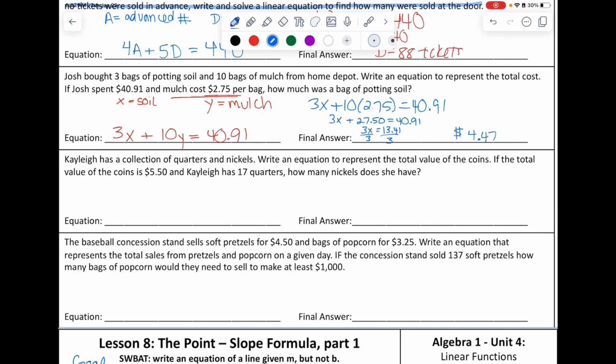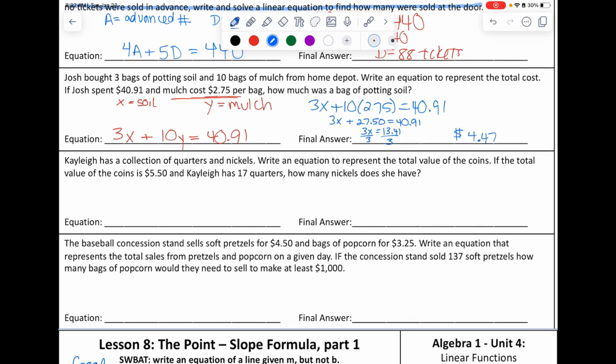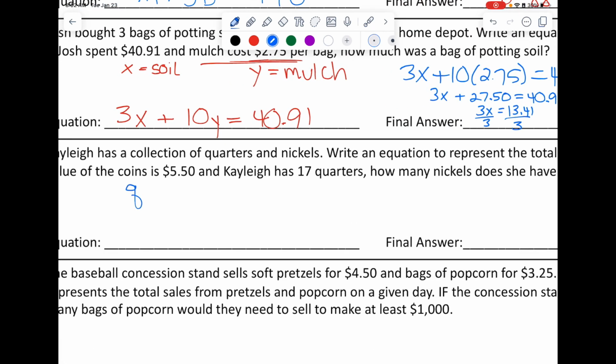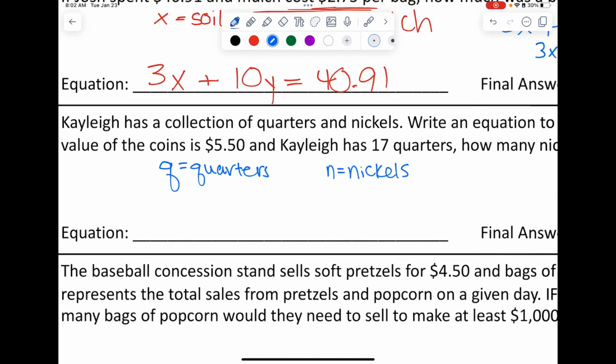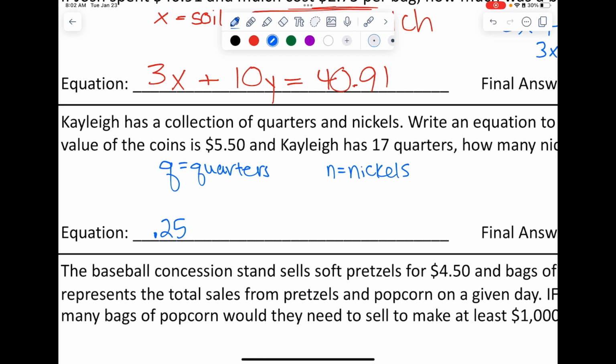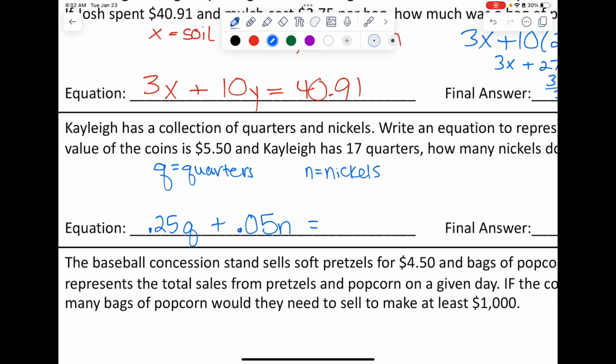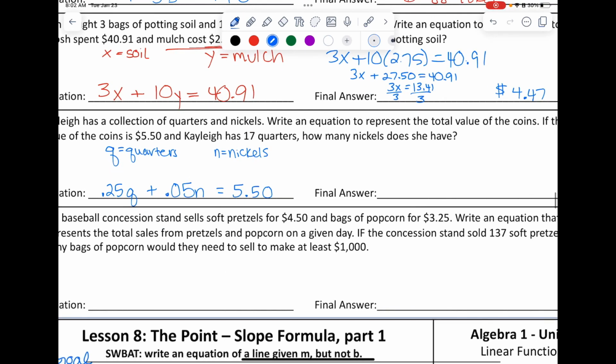Kaylee has a collection of quarters and nickels. Write an equation that represents the total value. So I'm going to let Q be quarters. You can use X and Y. And N be nickels, and this is one of those typical coin problems where we know the unit rates. The unit rate for a quarter is 0.25 Q, plus the unit rate for a nickel is 0.05 N. They're not going to tell us that, it's assumed known, and her total is 5.50. That's our equation.